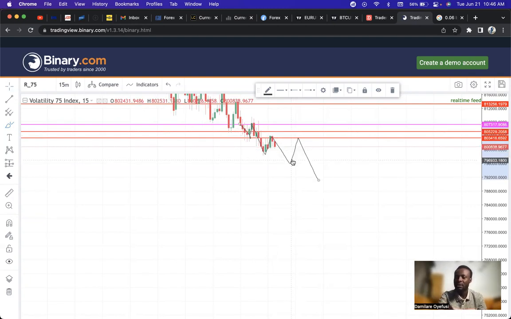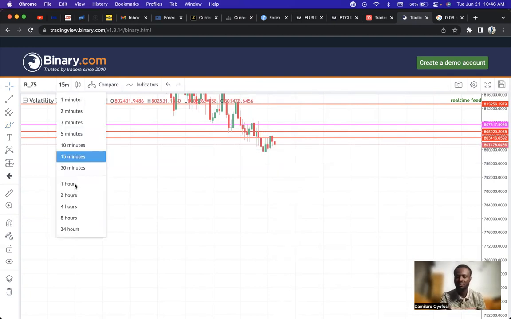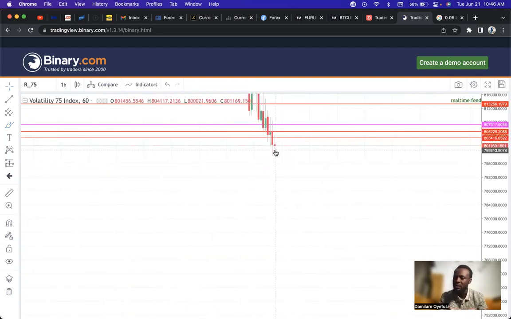Because 15 minutes actually helps me see what is happening inside the hourly, not what the hourly is showing me. I want to see what is happening inside the hourly. That's what helped me decide what to do with the hourly candle. The hourly candle is going to change to a red.